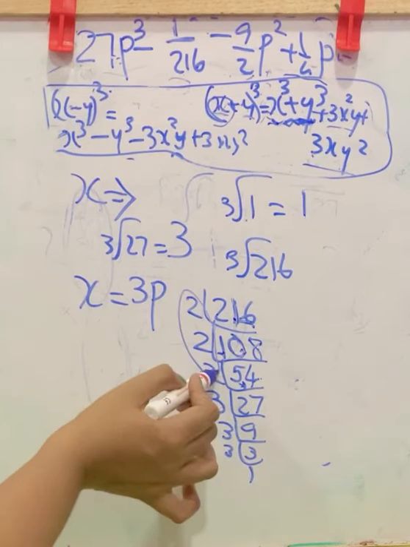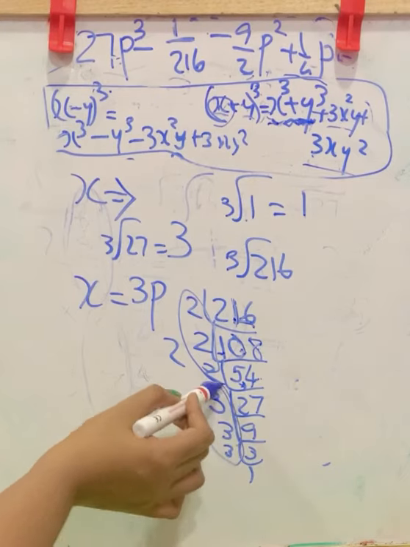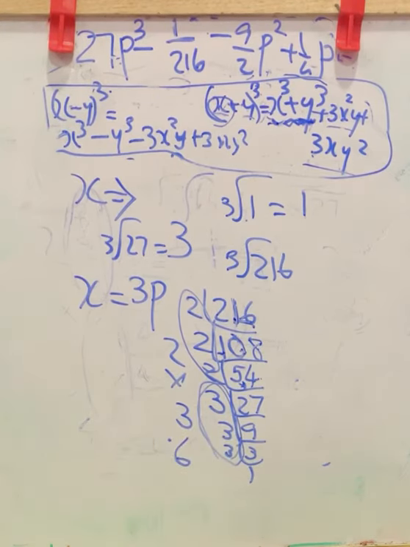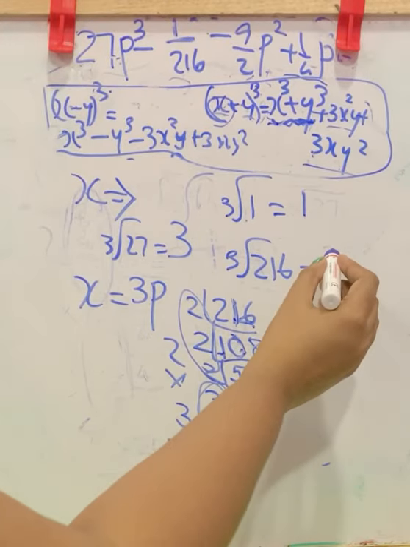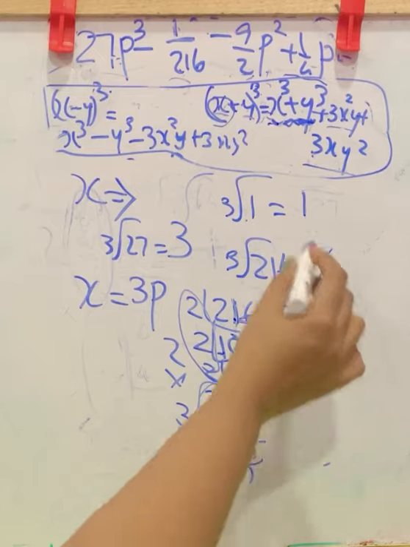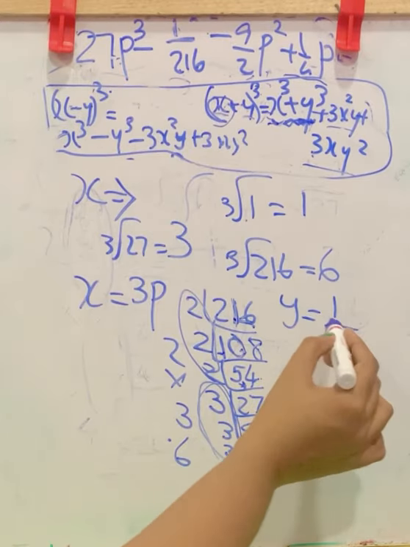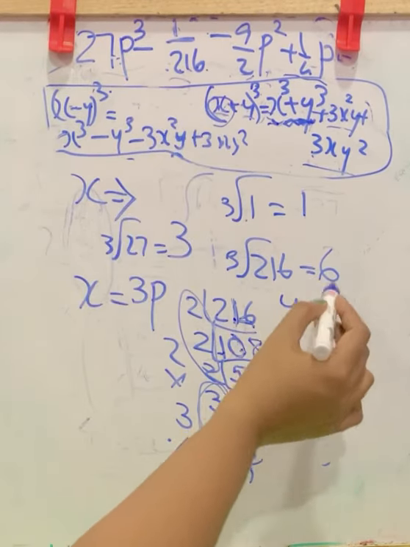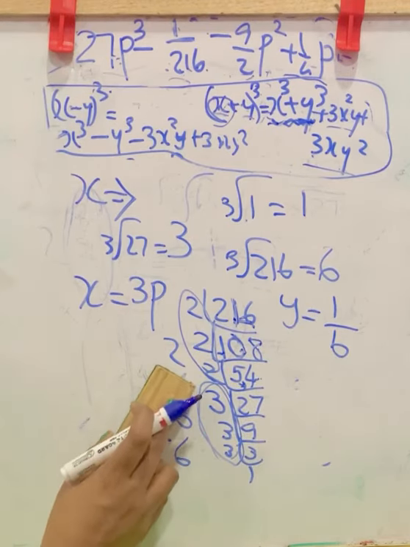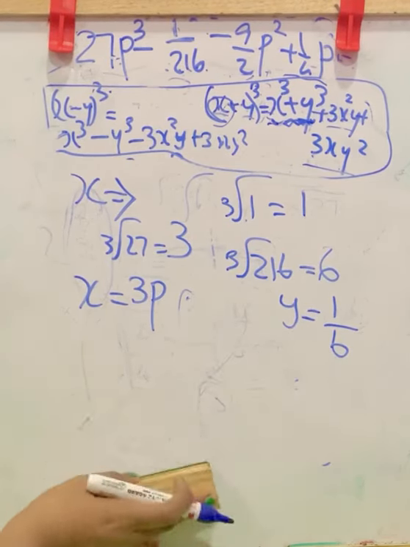Now pair this 3 and take 1. This also pair 3 and take 1. 2 into 3 is 6. So cube root of 216 is 6. So y is here cube root of 1 by cube root of 216. Y is 1 by 6. So we don't know whether it is x plus y or x minus y whole cube.